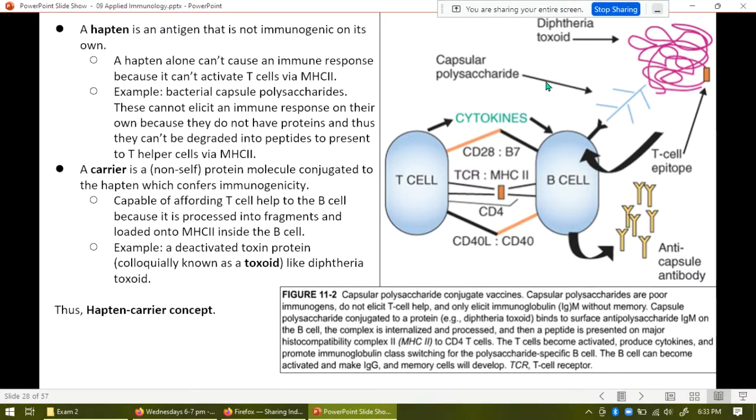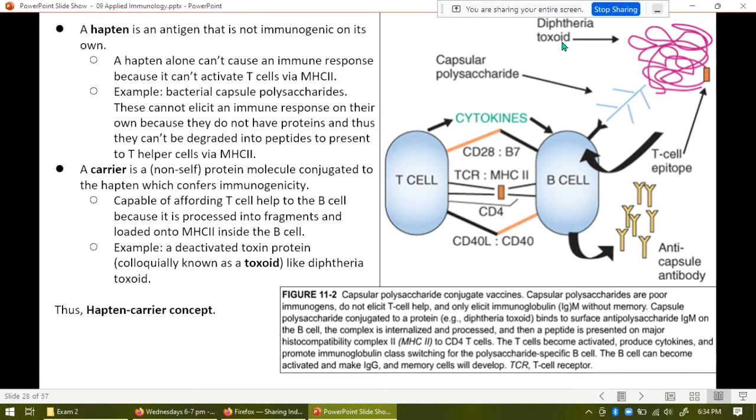So for example, we're looking at a capsule polysaccharide here, like the one in Streptococcus pneumoniae, which used to cause tons and tons of cases of meningitis in babies, but nowadays doesn't really cause any meningitis in babies because there is a conjugated vaccine for it. So what they do is they know that the hapten is a problem because it can't generate a strong immune response on its own. So they take the hapten, the polysaccharide, and they link it to a protein.